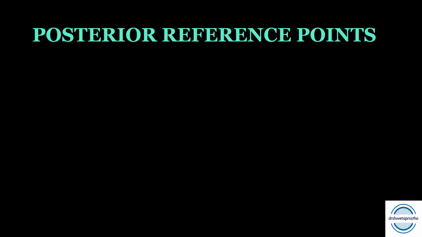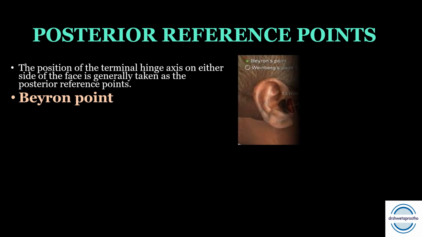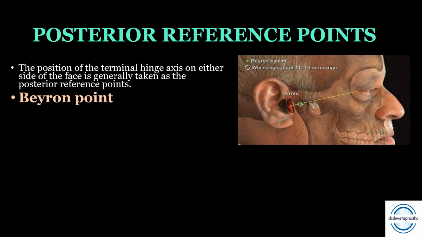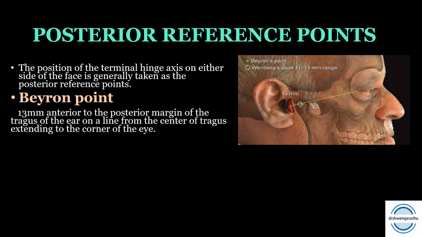Now, what are these approximate points? What are these posterior reference points? Though there are so many, we will discuss two of them which are commonly used. First is the Beyron's point. If a line is drawn from the center of the tragus to the corner of the eye, a point which is 13 mm anterior to the posterior margin of the tragus of the ear is called the Beyron's point. And second is the Bergstrom point.